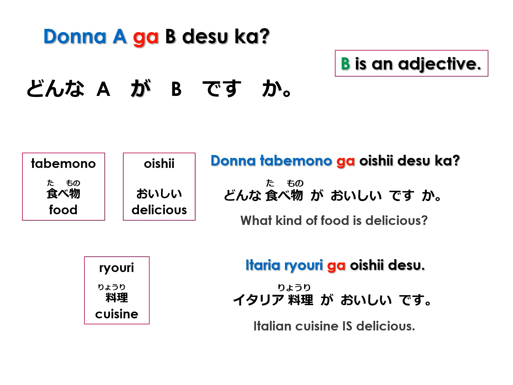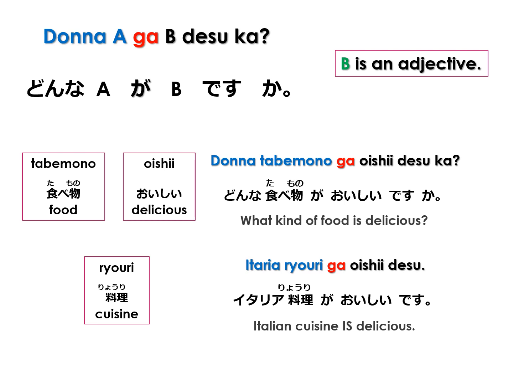Now note there's no need to say watashi wa here. It's understood you're referring to yourself because you're the one saying it and you're using the particle ga. But if you want to be clear, you can also say watashi wa Italia ryouri ga oishii desu. As for me, Italian cuisine is delicious.